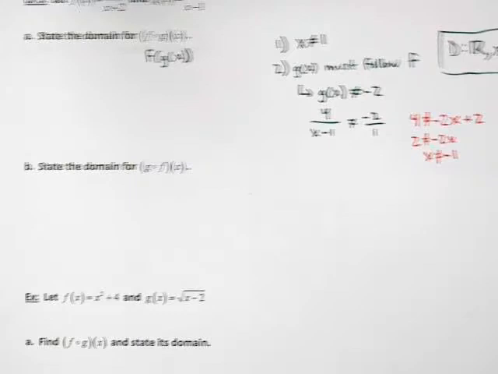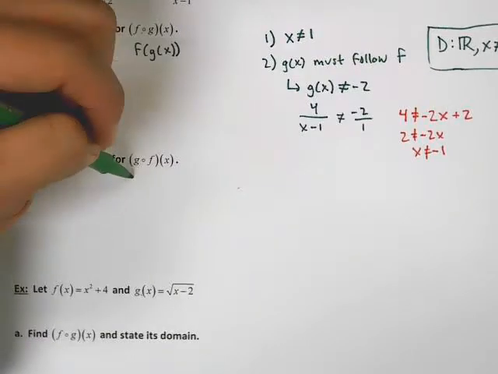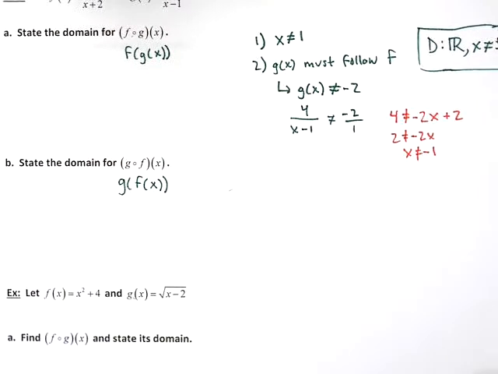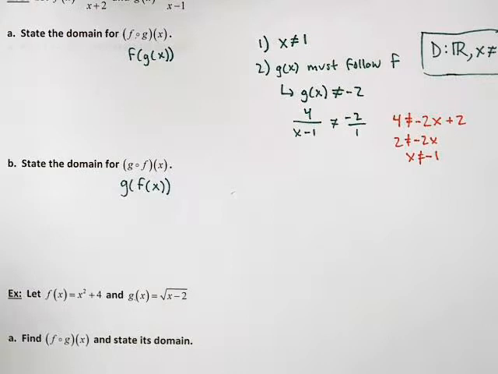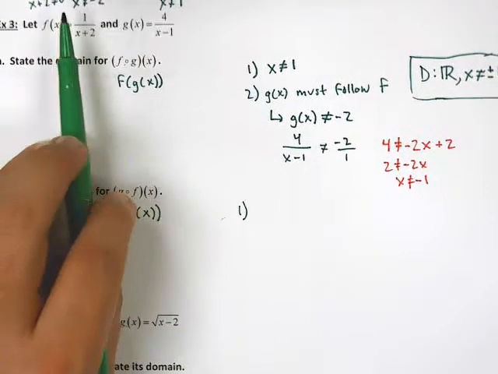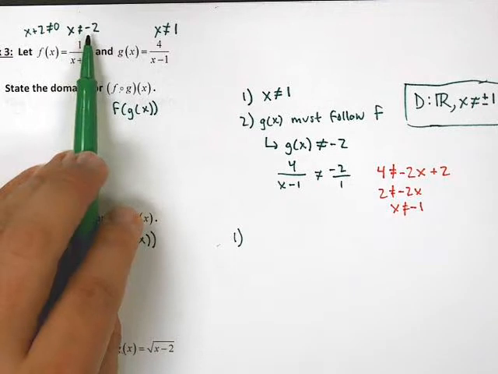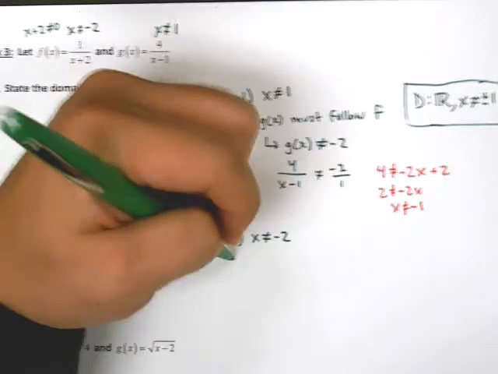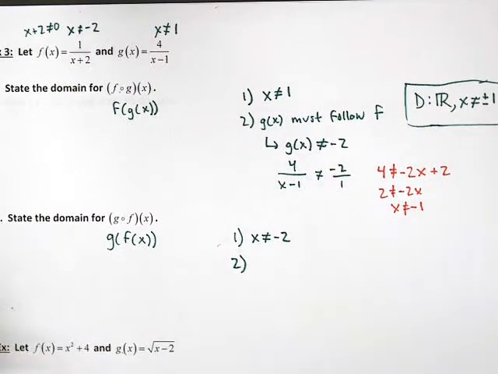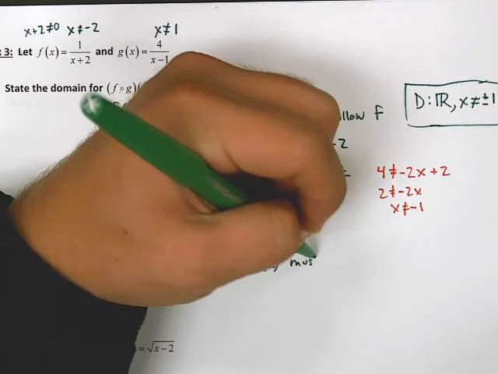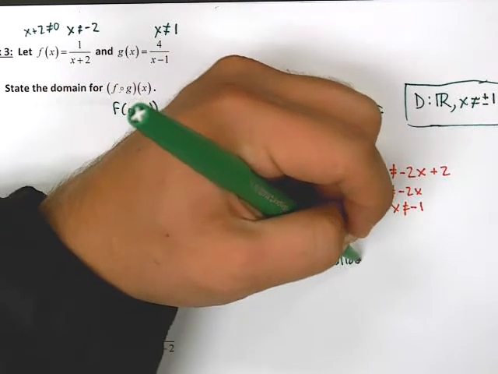Let's try part B. Really all that's happening here is we're switching. Before we said g was our little function, now we're going to say that f is our little function, which means for the f function, we said that x cannot be negative 2. So that's what we write. And now instead of saying g of x must follow f, we say f of x must follow g.